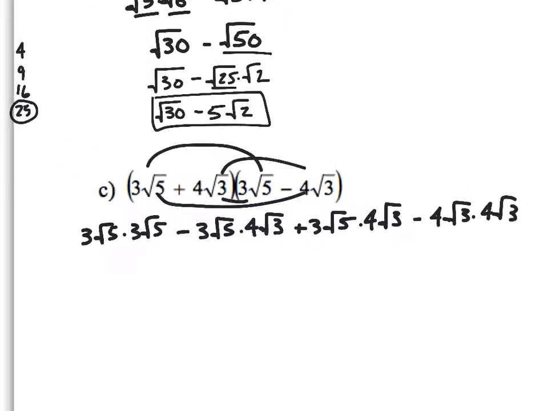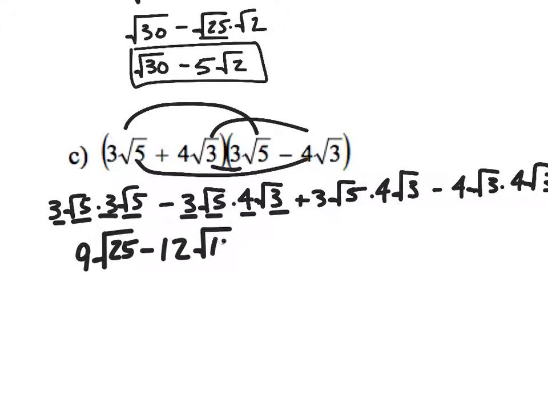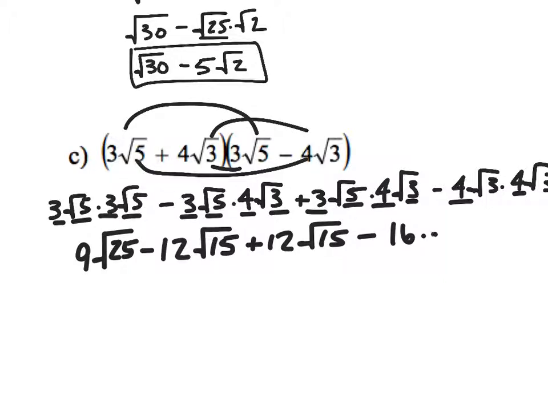Now from here, let's think about what we got. I'm going to do 3 times 3, which gives me 9. Square root of 5 times the square root of 5 gives me the square root of 25. Now minus, 3 times 4 is 12. Square root of 5 times the square root of 3 is the square root of 15. If I do 3 times 4 here, I get plus 12 times the square root of 5 times 3, which is 15. And then over here, we're going to do minus 4 times 4, which is 16, times the square root of 9. Square root of 3 times the square root of 3.